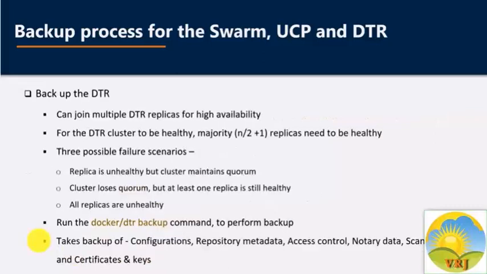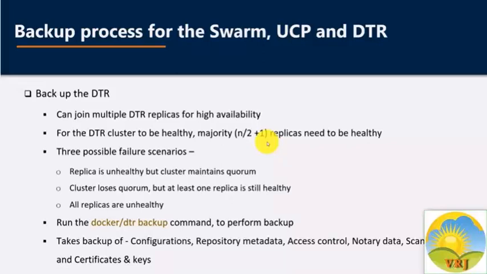Docker Trusted Registry, or DTR, is a clustered application. You can join multiple replicas for high availability. For a DTR cluster to be healthy, a majority of its replicas, that is n/2 + 1, need to be healthy and be able to communicate with the other replicas. This is also known as maintaining quorum.